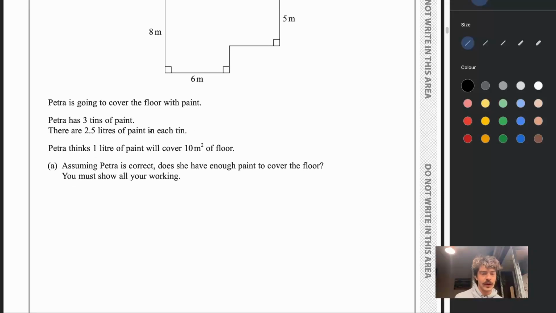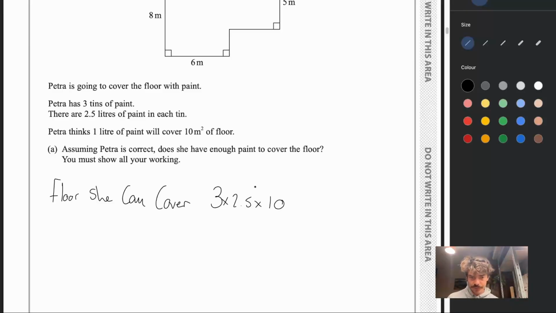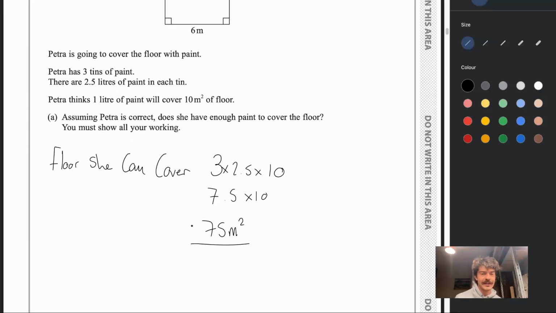Okay. So maybe even before considering what the area is of our shape, let's actually figure out how much floor she can actually cover. So the floor she can cover is going to be 3 paints times 2.5 times by 10. So we've got 3 times by 2.5 times by 10. Cool. This looks like it's going to be 7.5 times by 10, which is going to be 75 meters squared. Cool. So we're in a position now where we can very quickly decide yes or no if she's got enough paint to cover the floor.